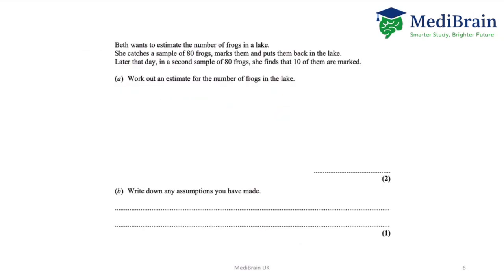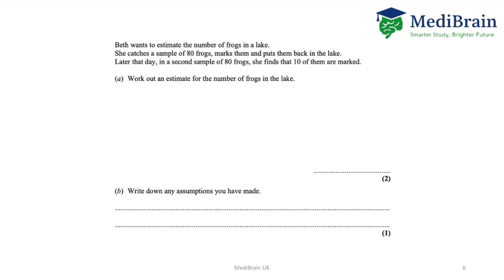Okay, so it says the next question again. Have a go at it, type your answer in the Q&A. I'll be going through it for anyone that doesn't understand as of yet. So it says Beth wants to estimate the number of frogs in a lake. She catches a sample of 80 frogs, marks them, and puts them back in the lake. Later that day, in a second sample of 80 frogs, she finds that 10 of them are marked. Work out an estimate for the number of frogs in the lake.